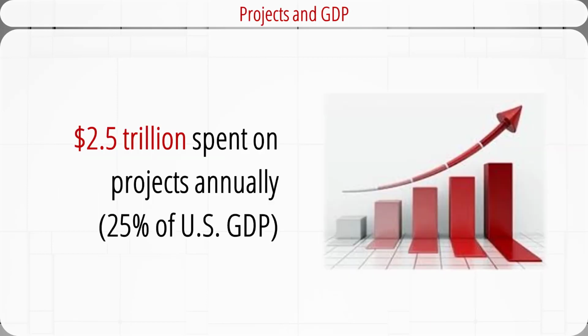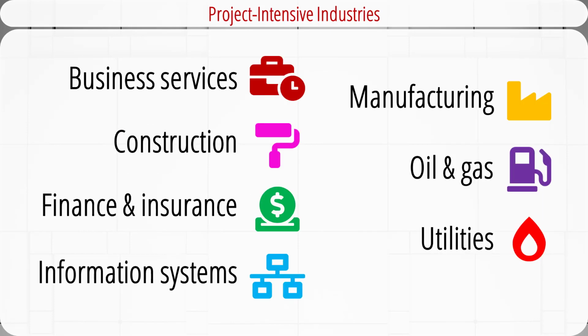Projects have a great impact on a country's economy. Statistics show that about 2.5 trillion US dollars, or 25% of the GDP, are spent on projects each year in the United States alone. More than 1 million project management positions are created globally every year in the 7 most project-intensive industries. These industries are business services, construction, finance and insurance, information systems, manufacturing, oil and gas, and utilities.